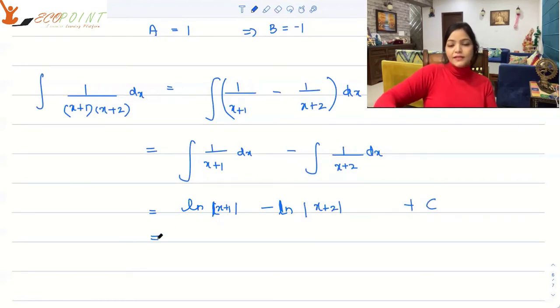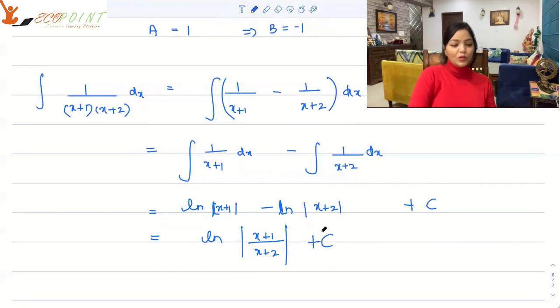So you can also, since it's log and when you're subtracting, write it down in the denominator. You can combine the two and write it as x plus 1 upon x plus 2 plus c. So that's what the answer will look like, and that's how you use partial fractions.